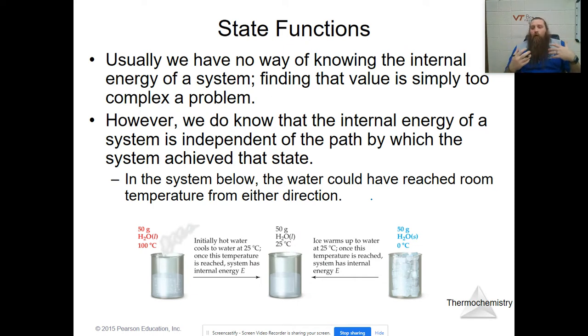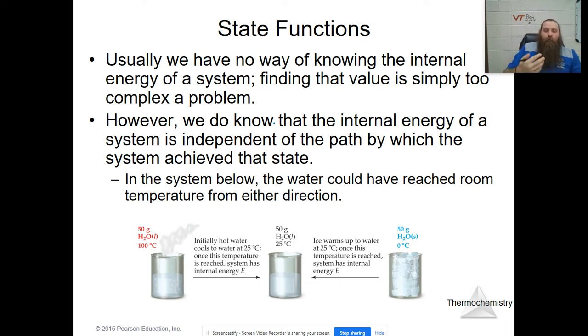State functions are a way that we have to look at these things because there is actually no way to find that delta E or delta U. You can't know the internal energy. Trying to calculate that is a really, really complex problem. So we have to approach it from a different angle. We know that the internal energy is independent of the path by which the system achieved that state.